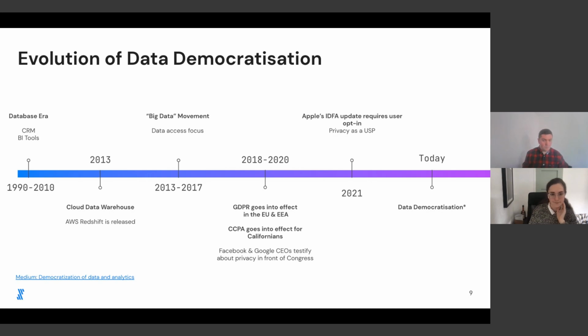You'll see in this timeline view that we started off with the database era, and that's probably when in that graph we could see an uptick in the phrase data democratization. So 1990 to 2010, and then really in 2013 when AWS Redshift was released, that was the start of cloud data warehousing as we know it, and really the start of the concept of the modern data stack. And that's when data at scale became possible.